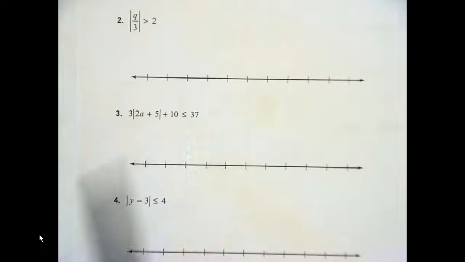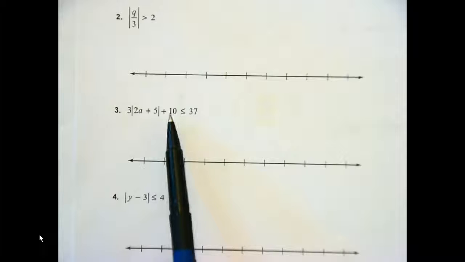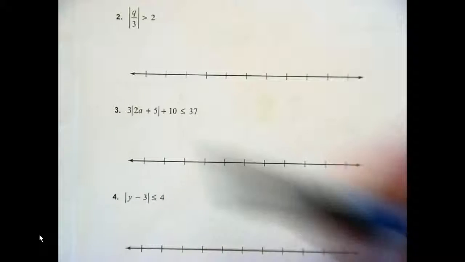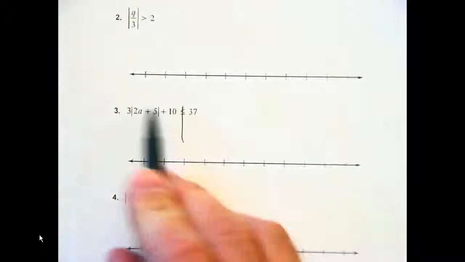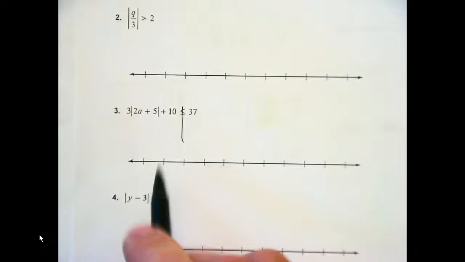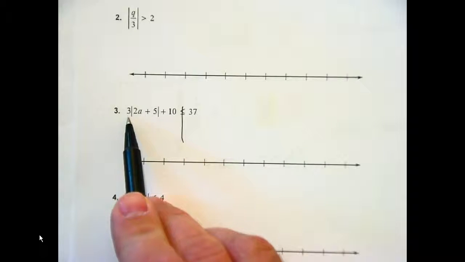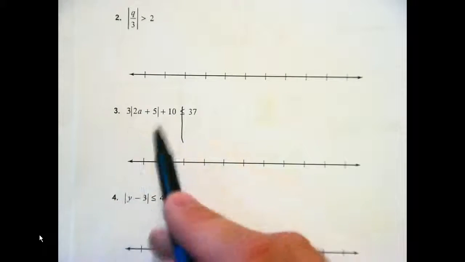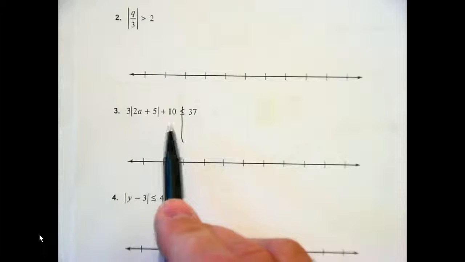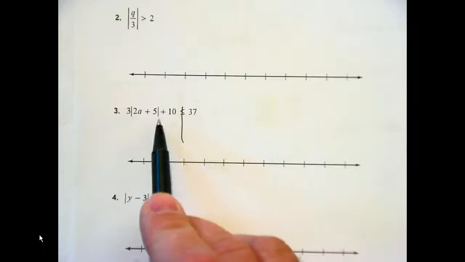Can't tell until the absolute value is alone. Now, some of you will recognize, am I going to ever have to switch my sign here? The two steps to get my absolute value alone on this, what is it? Subtract 10 and divide by 3. I didn't multiply or divide by a negative, therefore my sign will never change. Therefore, this will be an "and" graph.